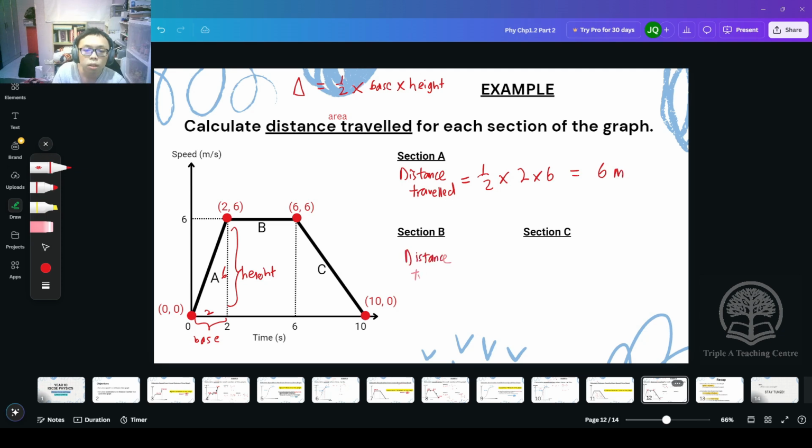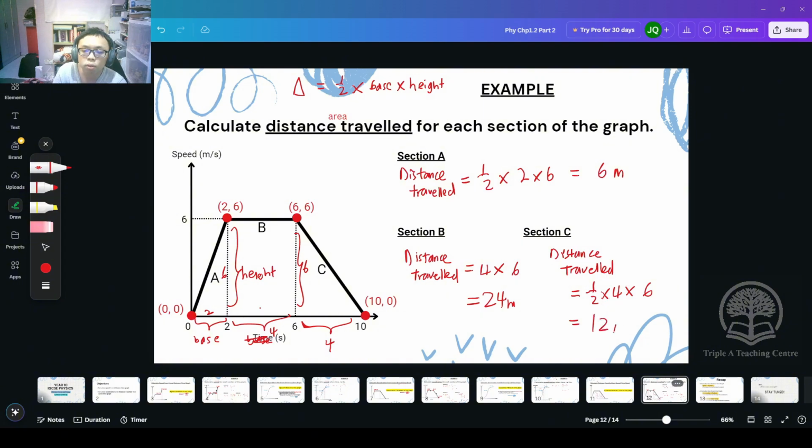For section B, the distance travelled is the area under this, which is a rectangle. So a rectangle is much simpler. It's just base times height. So in this case, base is 4, height is 6. Base times height, 4 times 6, is 24 meter. So for section C, a triangle again. So it's half times base times height. The base is 4, 10 minus 6. Then the height is also 6. So you get 12 meter. Right? So this is the answer.